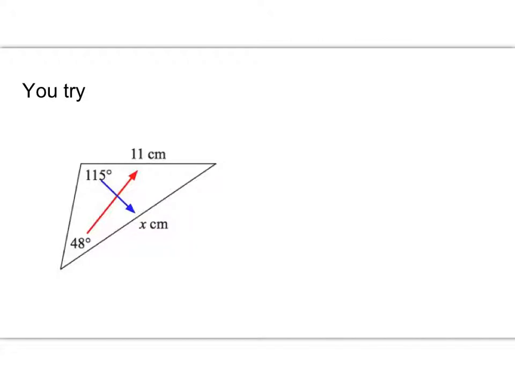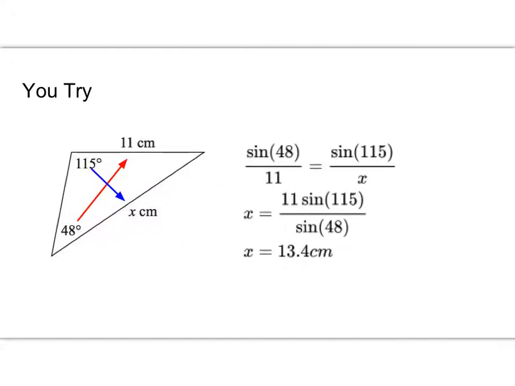Here's one for you to try. Pause the video, work it out, restart the video, and check your answers. Okay, if you got 13.4 centimeters, you did good. How did you set it up? You should have done the sine of 48 over 11, because that's the ratio I have, equals the sine of 115 over x, because x is the side I'm looking for.